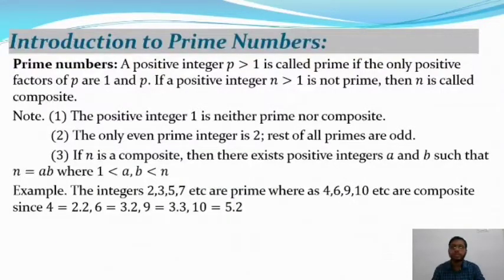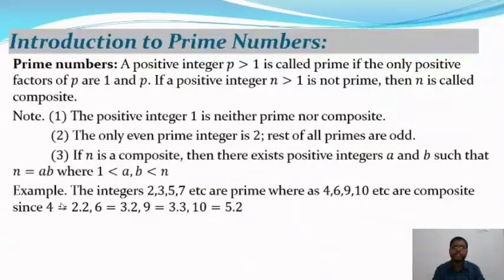And if n is composite, then there exist positive integers a and b such that n is equal to a into b, and a and b lie between 1 and n. That means 1 less than a less than n and 1 less than b less than n. So a and b lie in the interval between 1 and n. So the composite number is of the form n equal to a into b, where n is the composite number and a, b are any two positive integers lying in that interval, that means 1 to n.